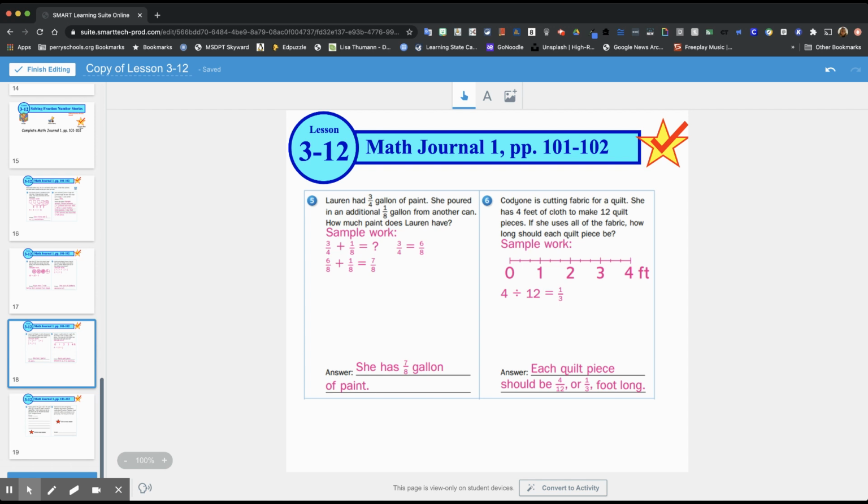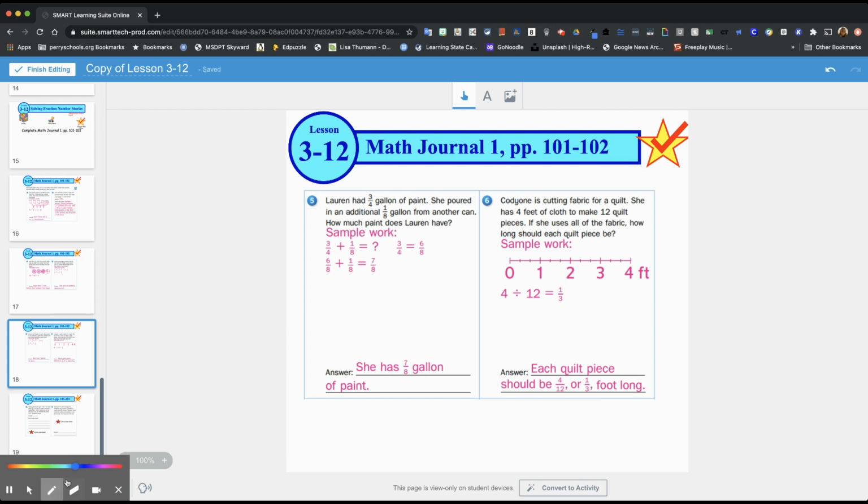For number 5, they did the same thing as in number 4. They created a common denominator of 8, and they added 6/8 plus 1/8, and they came out, she has 7/8 gallons of paint. And number 6, they created a number line, 0 to 4 feet. They took 4 divided by 12, and they got 1/3. Each quilt piece should be 4/12 or 1/3.